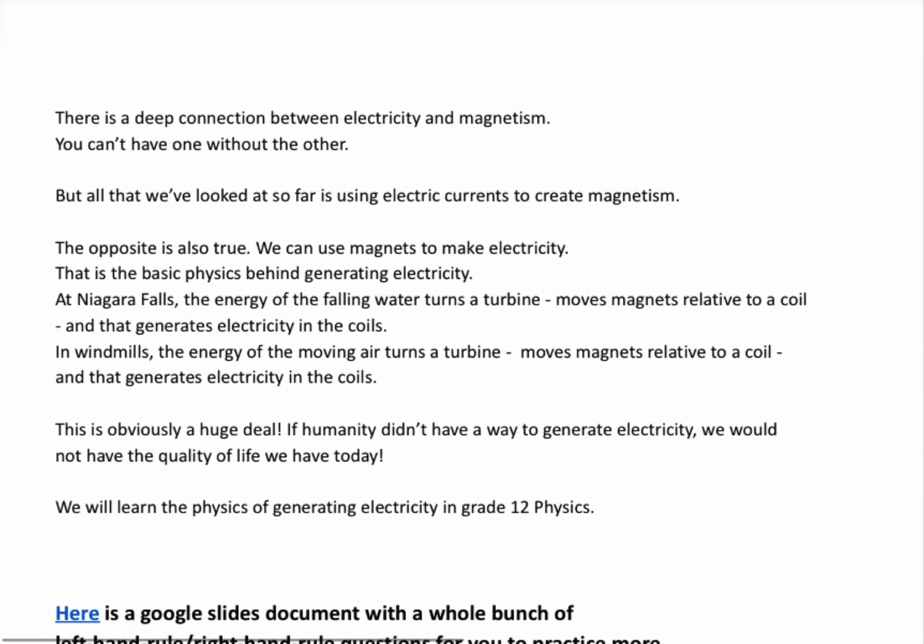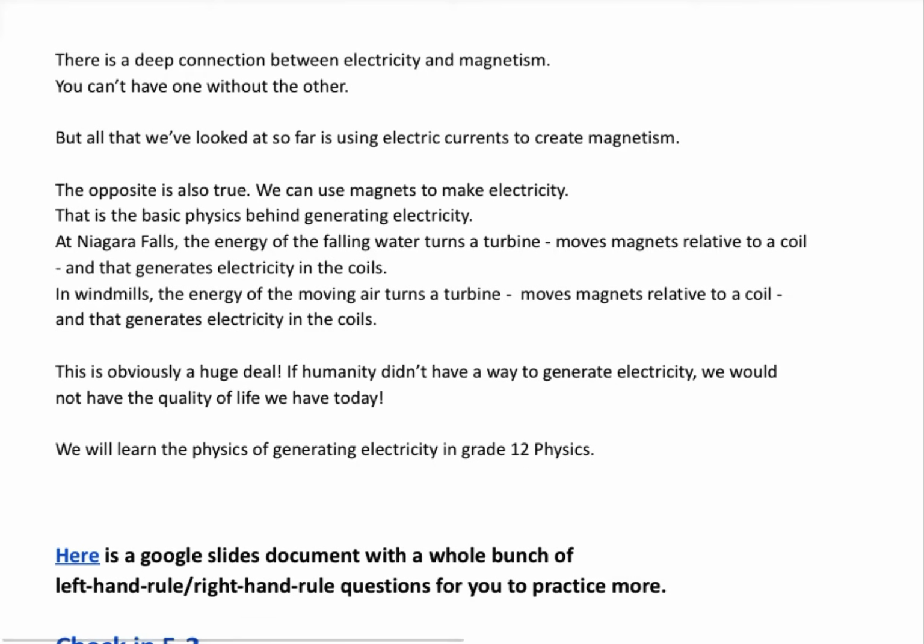We're going to save it for grade 12, but I want to plant the seed here because this is so critically important. What we've discovered is that there's a deep connection with electricity and magnetism. You can't have one without the other. Those last three things we did, it was all about how electricity makes magnetism. What we'll circle back to in grade 12 is, instead of electricity making magnetism, we can do the opposite. We can use magnets to make electricity.